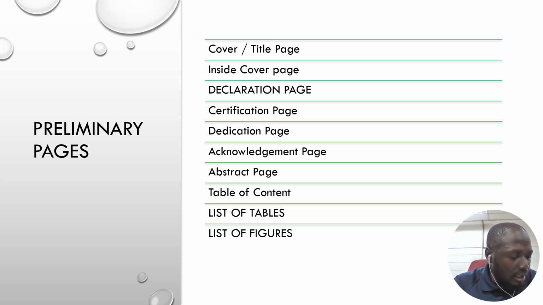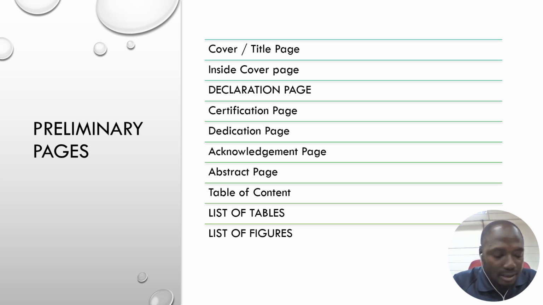Then you write the student name, that is your name in full. You start with your surname and then the other names. Then the name of the program. Is it BSc nursing, BNSc, that you are doing? Mostly here it is BNSc nursing.